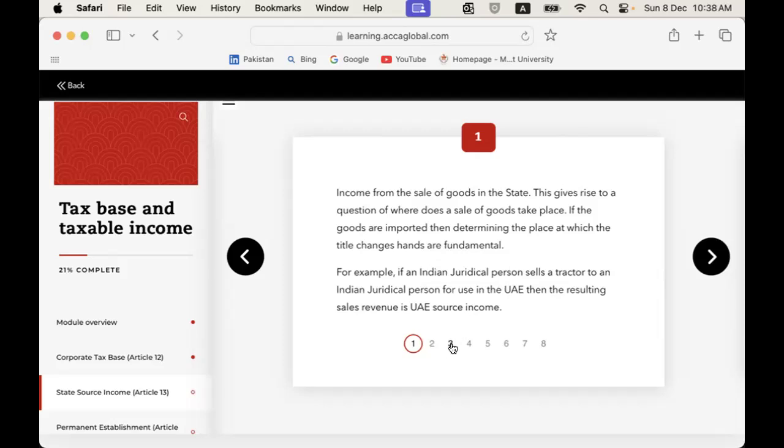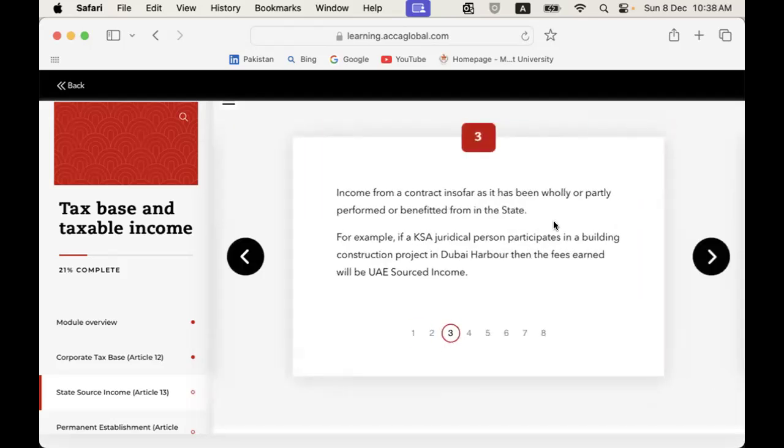Got it. Okay. The third one is on contract. Income from a contract insofar as it has been wholly or partly performed or benefited from in the state. So for example, if a KSA juridical person participates in a building construction project in Dubai Harbor, then the fees earned will be UAE sourced income.